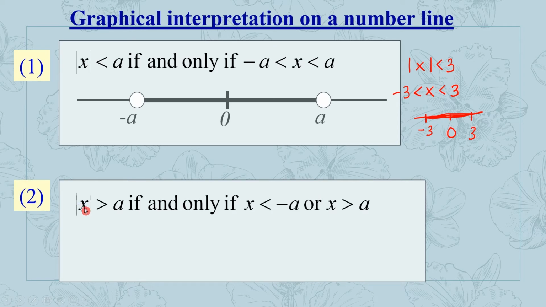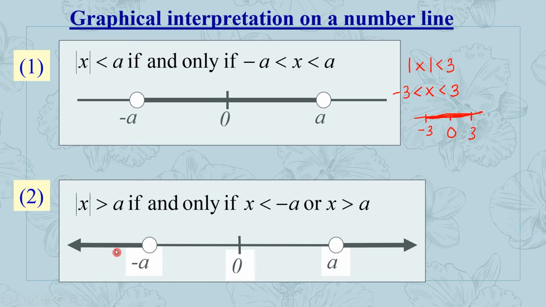Okay, while if absolute value of x is greater than a, it means that x is less than negative a or x is greater than a. So if you look at the graphical interpretation here, x is less than negative a, so the arrow pointed to the left. And if x is greater than a, it shows that the arrow pointed to the right. So for example, if the symbol is greater than 3, it means that x is less than negative 3 or x is greater than 3.